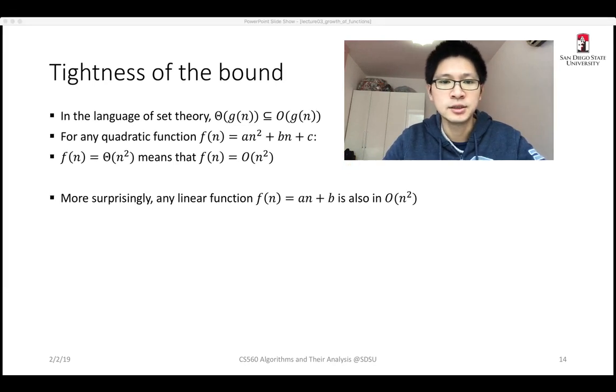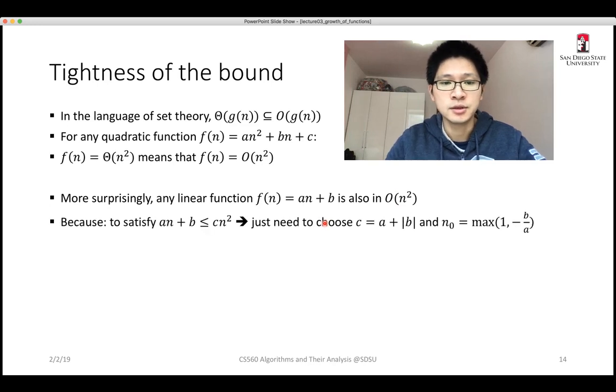And more surprisingly, any linear function f(n) = a times n plus b is also in big O of n squared, right? Because in order to satisfy this inequality, a n plus b is less than or equal to c times n squared, we just need to properly choose c and make a choice of n0. So it's just like the way we compute the bigger root for a quadratic function, so that for any n that is larger than this number, we can always have this inequality hold.